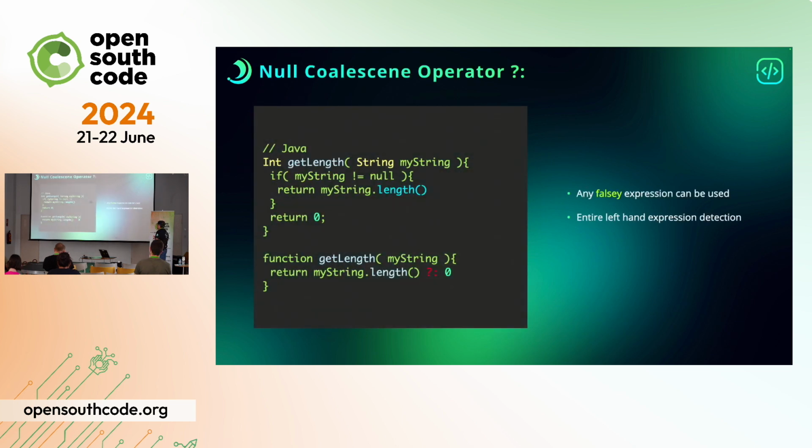We have other constructs. In this example is the null coalescence operator, or usually called the Elvis operator, because it looks like Elvis's hair if you look at it sideways. And this allows you to basically run any falsy expression, and the entire left-hand side of the expression of the Elvis operator will be evaluated if it's falsy or null. And if it's falsy or null, then it will return the right expression.